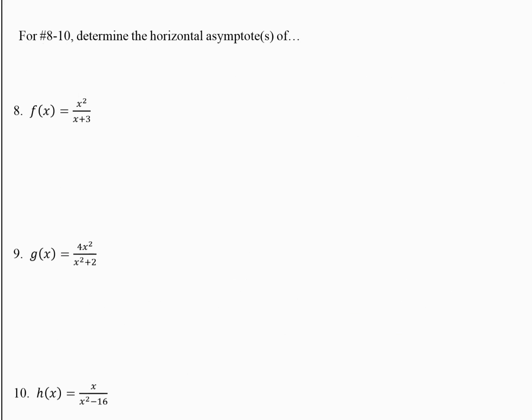For number 8, we have f of x equals x squared over x plus 3. Here the degree of the numerator is higher than the degree of the denominator, so we don't have a horizontal asymptote. We could just say no horizontal asymptote.